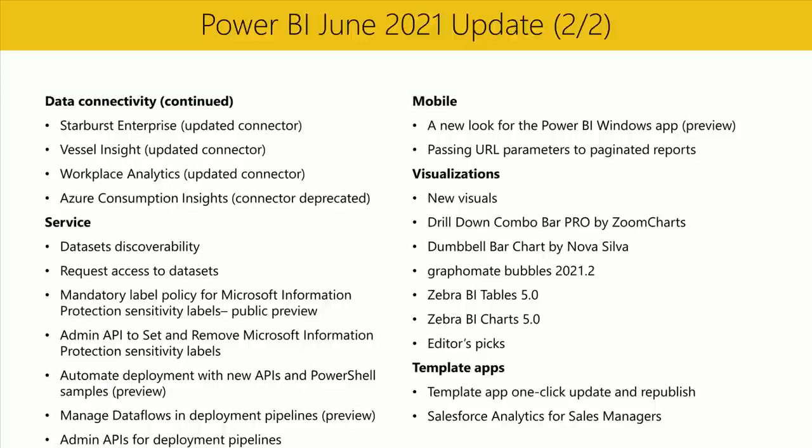This month's editor's picks are the Drill Down Map Pro visual by Zoom Charts, the Brick Chart by Mac Software, the Hierarchy Slicer visual by Jan Pieter, the Horizon Chart by XViz, the Card with States visual by XViz. You can find these editor's picks and all of the other mentioned visuals on AppSource.